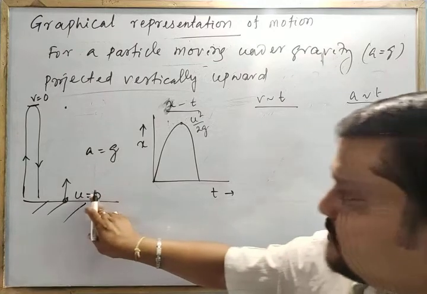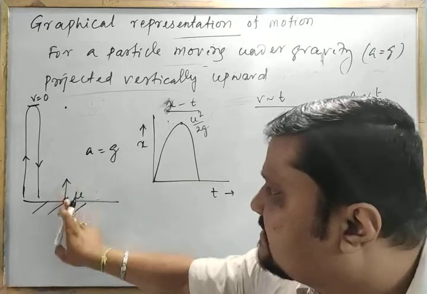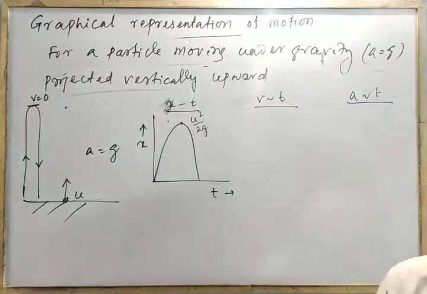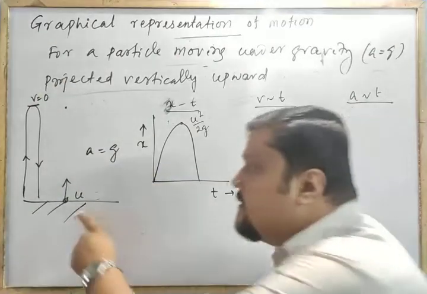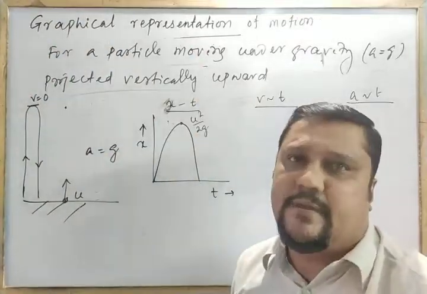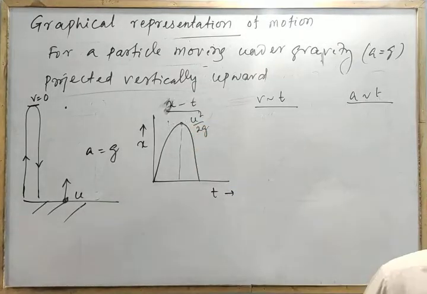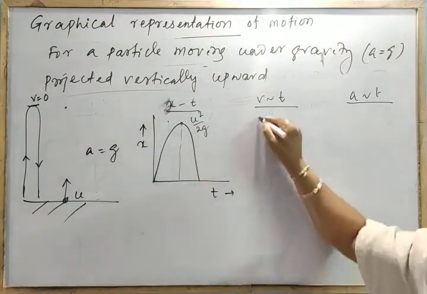Here it is not u equal to 0. The body is given an initial velocity u, and the final velocity is 0. Make the correction: you throw it with the initial velocity u. If u is equal to 0, how can you throw the body? Clear? So the maximum height is u square by 2g. Then the distance decreases.